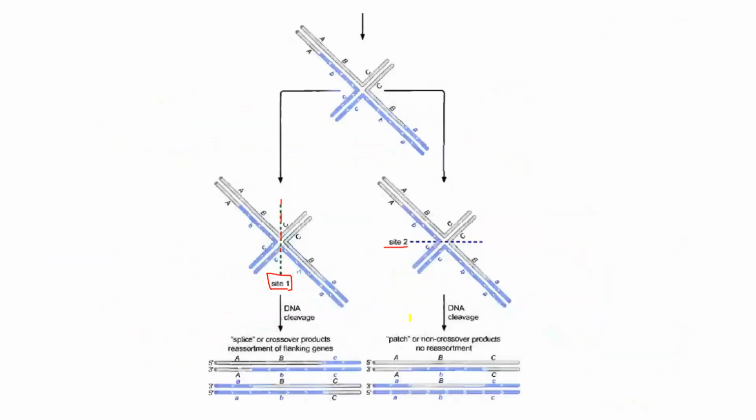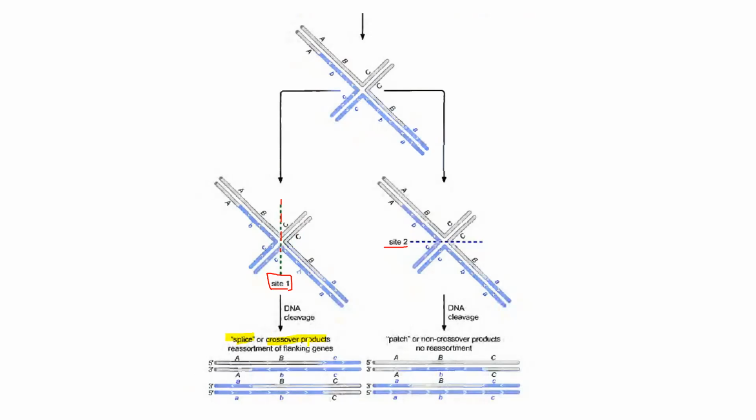So coming back to the current slide, site 1, the cut sites marked 1 occur in two DNA strands that were not broken during the initiation reaction. If these strands are now cut and covalently joined by DNA ligase, the resulting DNA molecules will have the structure and the sequence that is the splice or the crossover products.